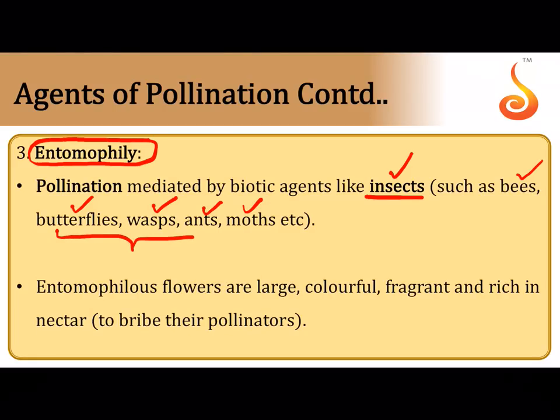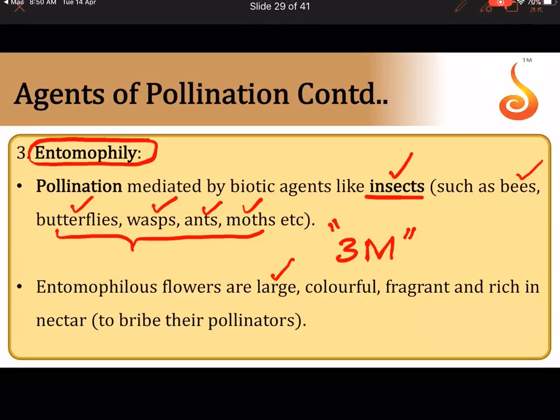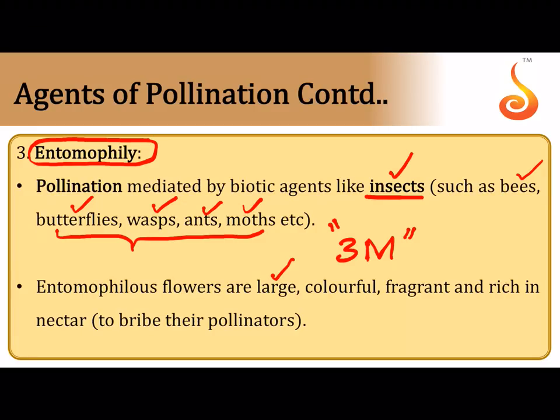If you want these insects to bring about pollination, you have to make sure that they visit the flower again. You have to reward them. So the flower is very large. Again, adaptations for 3 marks: adaptations of insect pollinated flowers. The flowers are very large, and most importantly, they are colorful. They have a lot of fragrance to attract the insects.